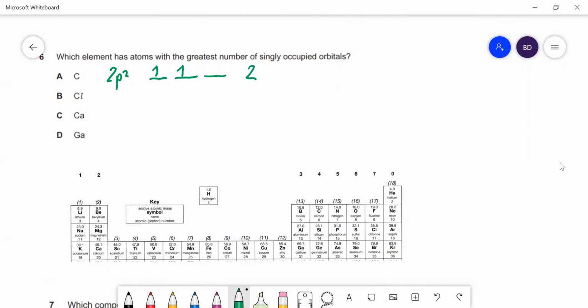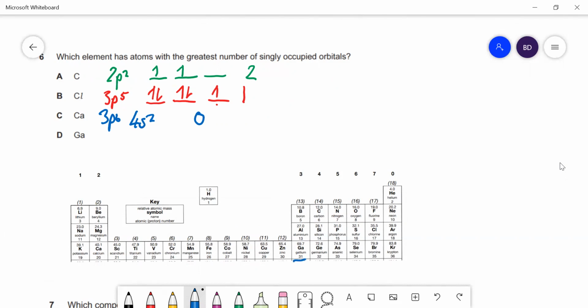Chlorine, well, that's 3p5. So that's just got this one which is unpaired. That's got 1 unpaired electron. Calcium won't have any unpaired electrons because all of these orbitals are full up. Calcium is going to have a full p shell, 3p6, and then 4s2. So those 2 electrons in the s orbital are going to be paired up, so that's got 0.